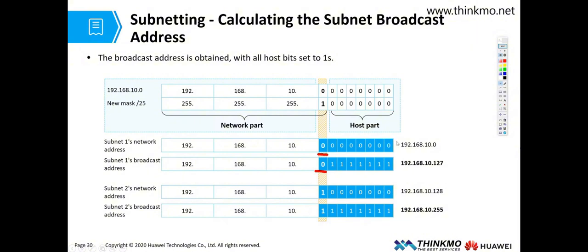It is our range from 192.168.10.0 to 192.168.10.127, but these 2 addresses cannot be used. This means the addresses we can use in the future are from 192.168.10.1 to 192.168.10.126. This is the usable address range for our subnet 1.